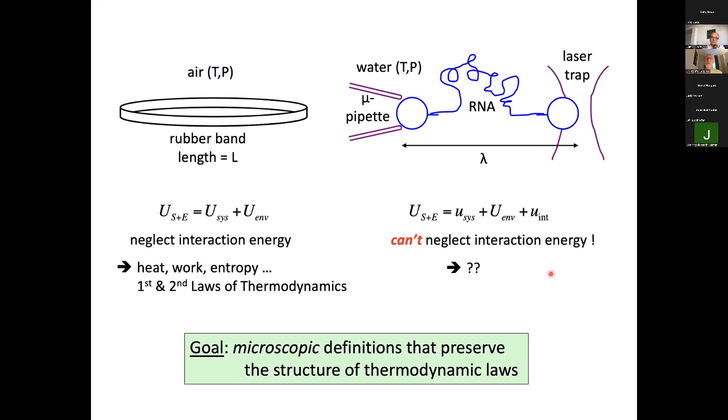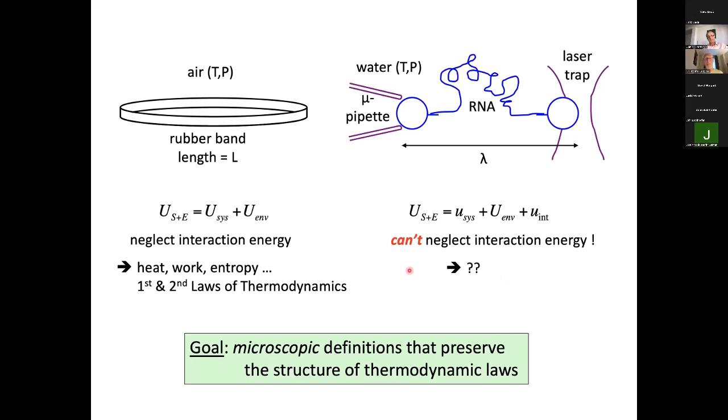But in fact, in this field, the approach that has been taken by most of the people working on it is instead to try to come up with microscopic definitions of all the quantities that we want, heat, work, entropy, and so forth. Try to come up with microscopic definitions that preserve the structure of the thermodynamic laws. In other words, we'd like to introduce some definitions so that the first law and the second law still take exactly the same form that they did in the macroscopic case without needing to add any kind of ugly correction terms, so to speak. So that's a broad goal of this field, and I'll specify it a little bit more soon.